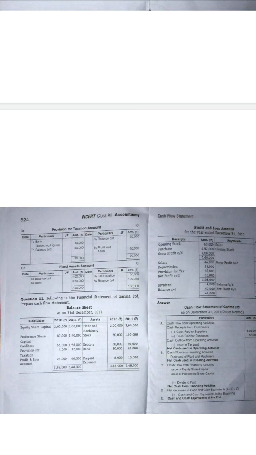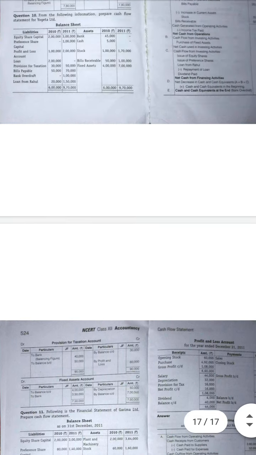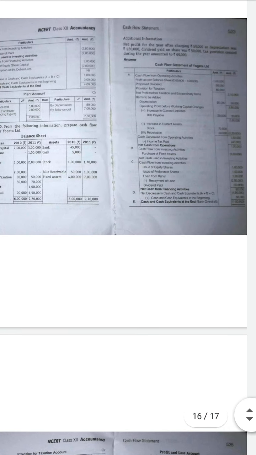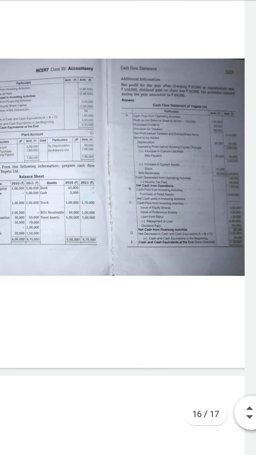Now come to the sum. 40,000 is the amount of income tax paid. So we have to subtract the income tax paid, 40,000. The balance amount is the net cash flow, that is, the net cash generated from the operating activities. So 1,60,000 minus 40,000, this answer is coming positive, so no need to put the bracket. 1,20,000. So we calculated the net cash generated from the operating activities.